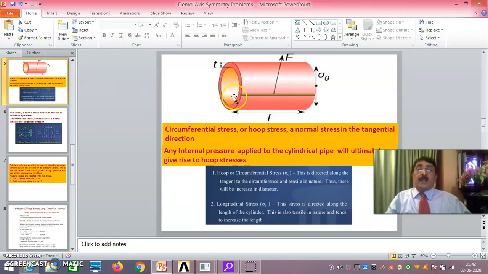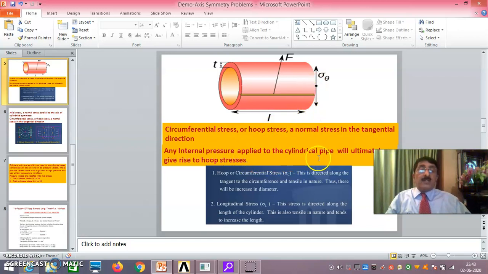In any axisymmetric problem, hoop stresses, that is these circumferential stresses, are very important. And then the longitudinal stress, that is along the axis. These things are very important. That is what I have given: circumferential stress or hoop stress is a normal stress in the tangential direction.